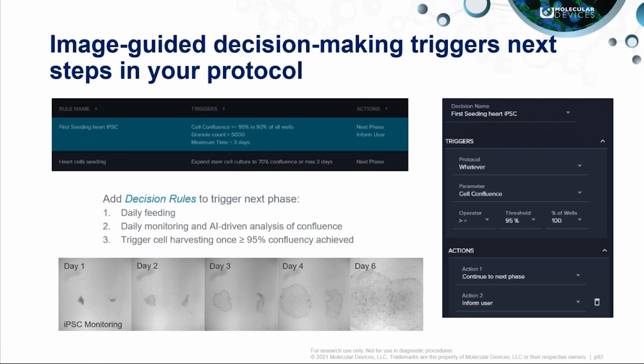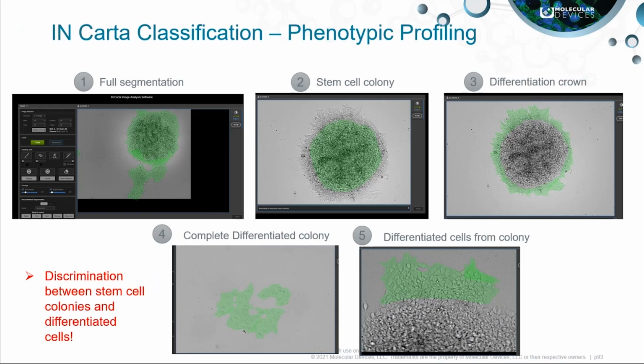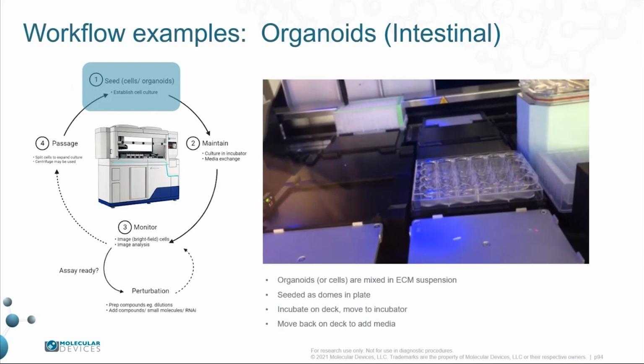Interestingly, image-guided decision-making can trigger the next step of the protocol, for example reaching a certain density or a certain degree of differentiation. In the software, the operator can select a specific measurement, and it will trigger the next step, like passaging, or it may just inform the user about the time to trigger the next step manually, by pushing a continue button. Here is an example which shows cell segmentation for stem cell phenotype or differentiation phenotype, done using machine learning algorithms in Encarta software, which is also embedded into the instrument.